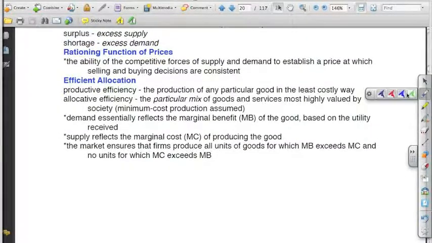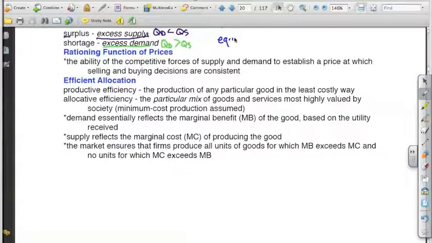Another way to say it is that surplus here, I didn't do it with purple. Yeah, surplus is just excess supply, whereas a shortage is excess demand. Remember, when we have a shortage, or when we have this surplus, quantity demanded is less than quantity supplied. And when we have a shortage, quantity demanded is greater than quantity supplied.